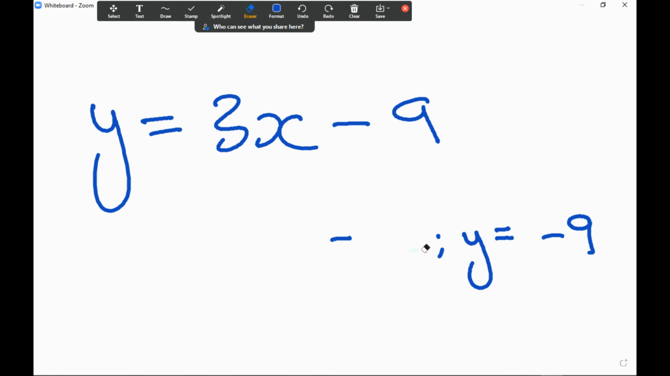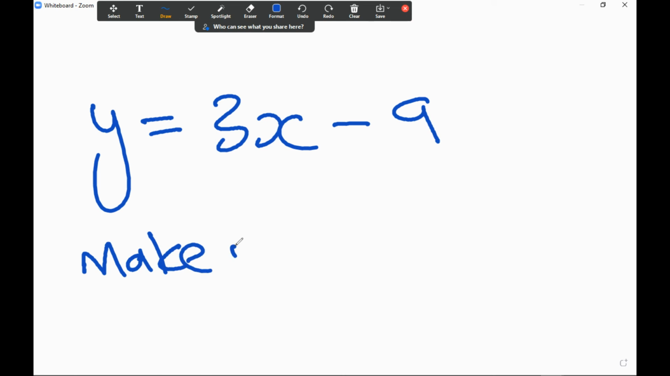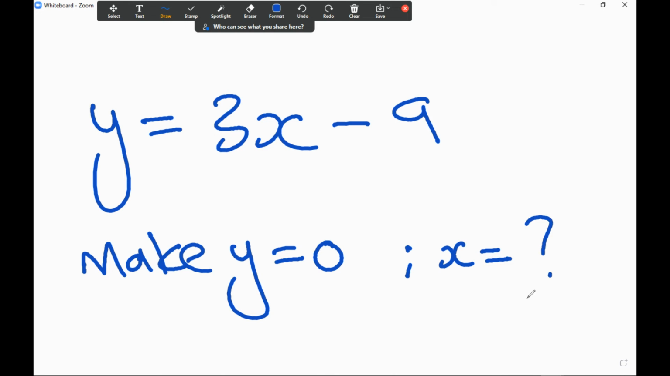Now we're going to take the same equation and I say make y equal to 0 now. What will x be if y is 0? Is it +3 or -3? Well done, Sophia.